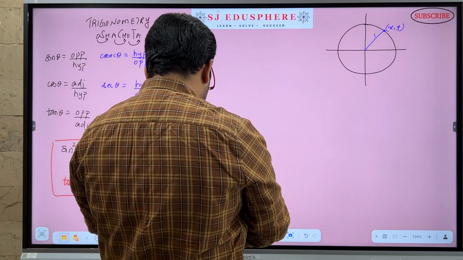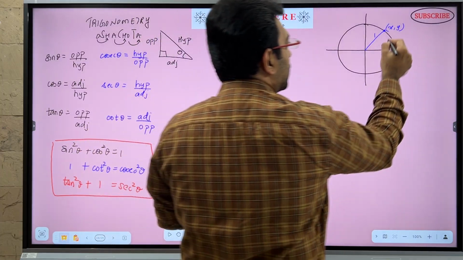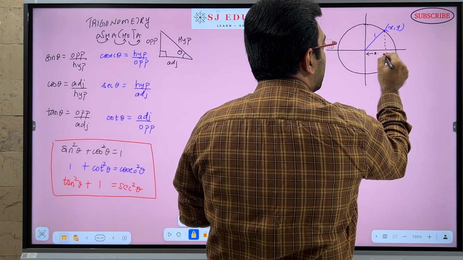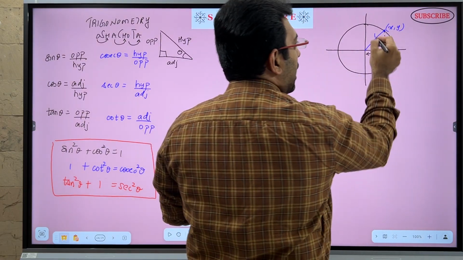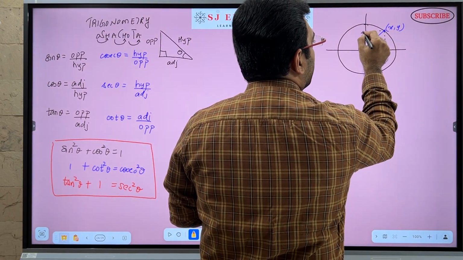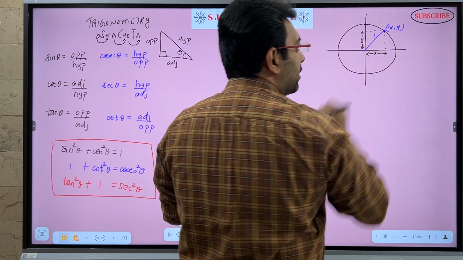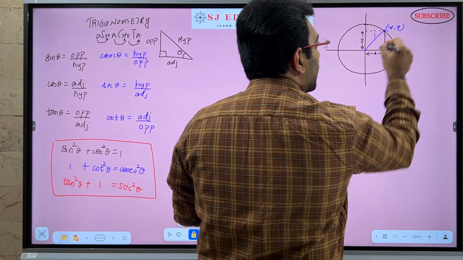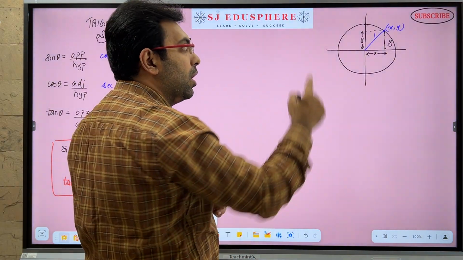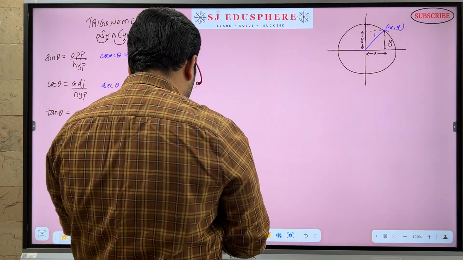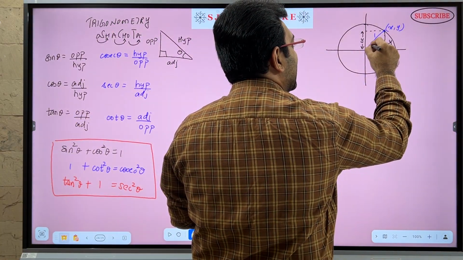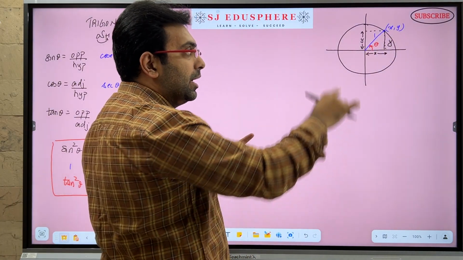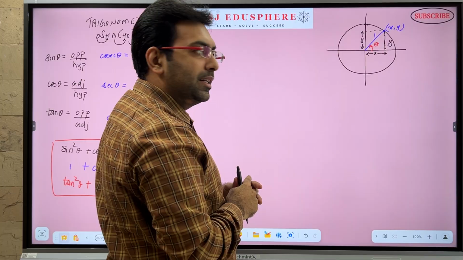What does that mean? If I drop a perpendicular here, this will be at a gap of x, and this will leave me at a gap of y. Hence, can I call this height also y? Now, I am calling this segment, which is at an inclination of angle theta, a unit circle with an inclination of angle theta.